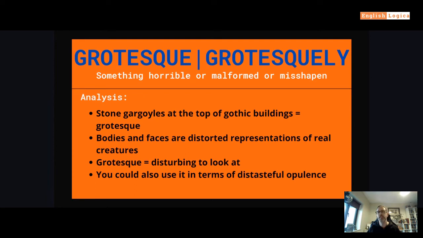And you could also use this in terms of distasteful opulence. So opulence is when someone displays wealth in a horrible way. It really goes over the top with it. Okay, that's considered distasteful.